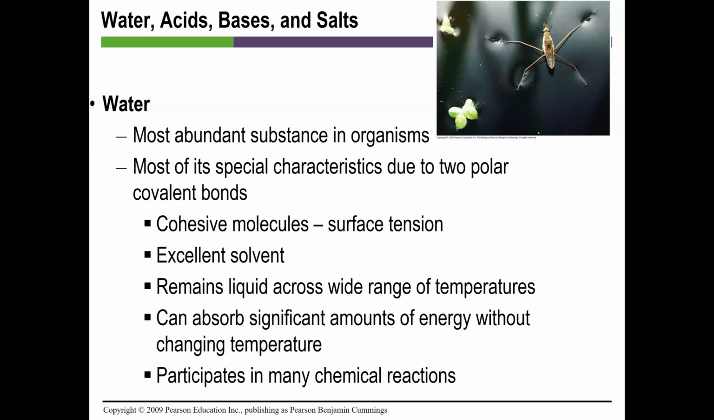In this next section, we're going to talk about water, acids, bases, and salts. Water is the most abundant substance in organisms. That's probably not a surprise to you. You probably learned in elementary school that we are composed mostly of water. Water is the most abundant substance in your cells. Therefore, your cells are an aqueous environment, a watery environment. That's very important. Remember that water is a polar molecule.